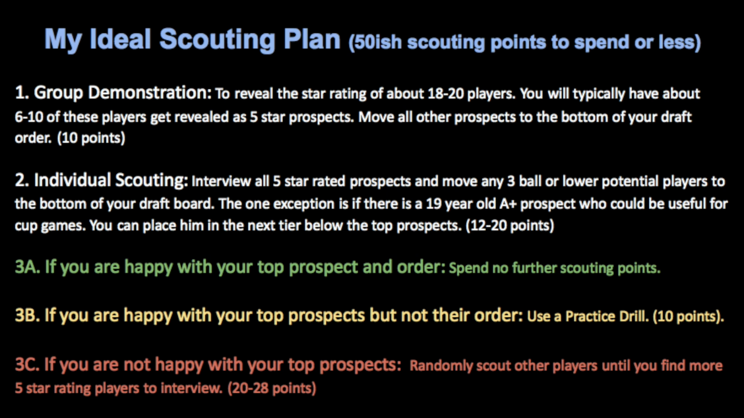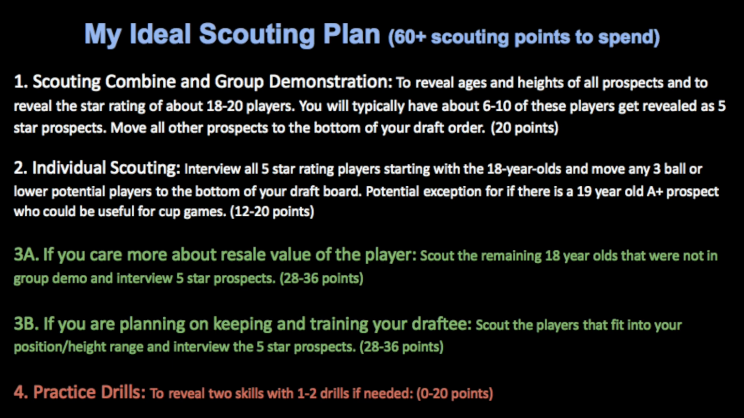My more ideal scouting plan, so if you have 60 plus scouting points to spend, is where I think using the scouting combine to reveal all ages and heights of prospects for 10 points is useful to pair along with the group demonstration, so kind of doing those both at the same time. Main reason for this is, as I said, 19-year-old prospects are much better than they used to be with the skill boosts, but I think 18-year-olds are still slightly more valuable and slightly more sought after on the transfer list, so they can probably sell for a little bit more as well if you're trying to sell your draft pick.